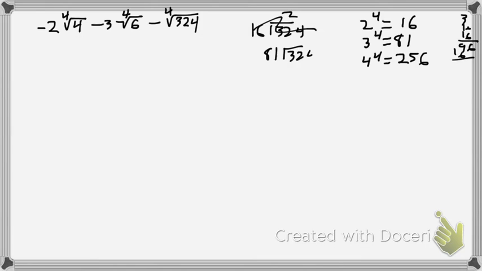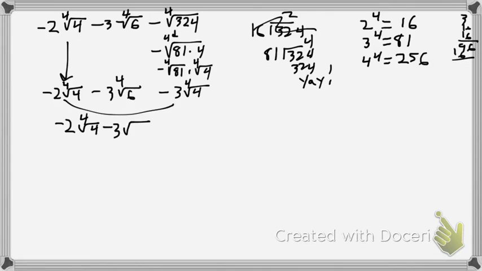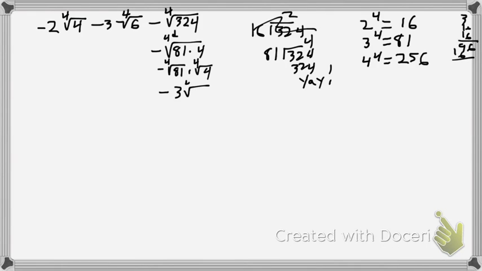So first we look to see if 16 goes into 324. It doesn't. What about 81? Well, 81 goes in 4 times. Yay! Okay? So now when we go back over here, instead of the fourth root of 324, we're going to rewrite that as the fourth root of 81 times 4. Rewrite that as the fourth root of 81 times the fourth root of 4. And we just showed that the fourth root of 81 is 3. So that's going to be 3 times the fourth root of 4.